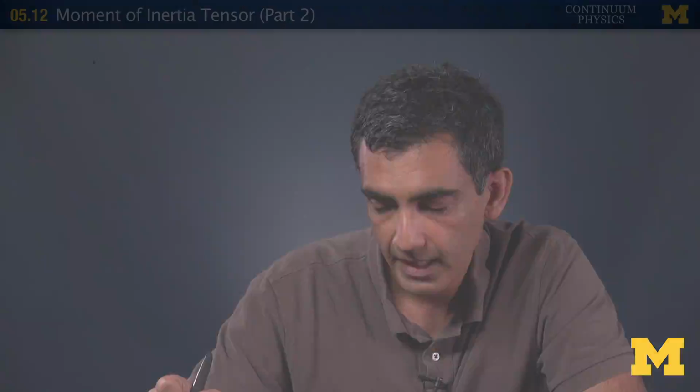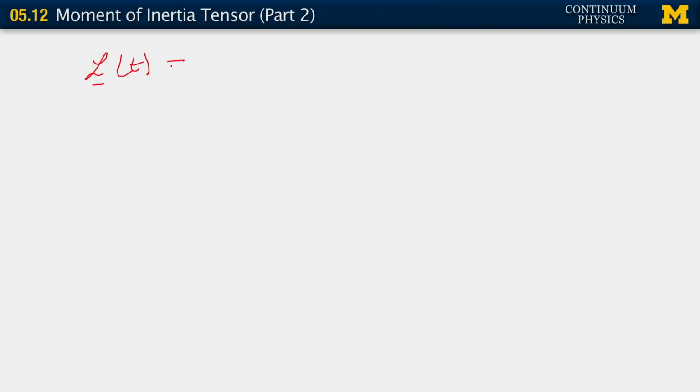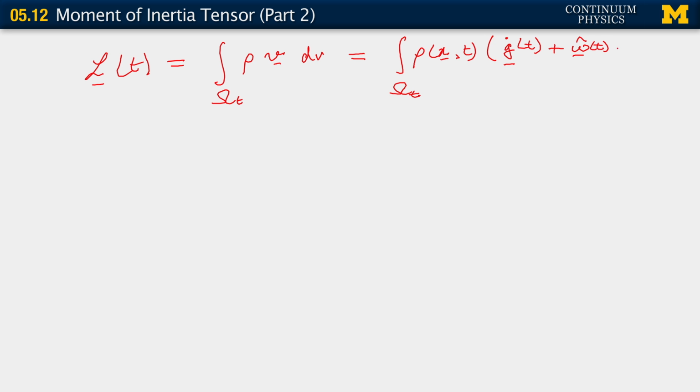Okay, so let's apply this then. What we are seeing is that the angular momentum, which is the integral over omega t of rho v d little v, is the integral over omega t of rho. Now let me write the arguments. We're going to write v as g dot, a function of time, plus omega hat, remember omega hat is a function of time, cross x minus g, d little v. Okay?